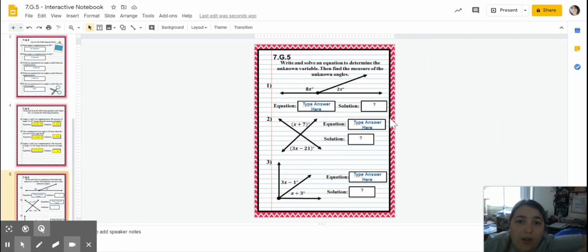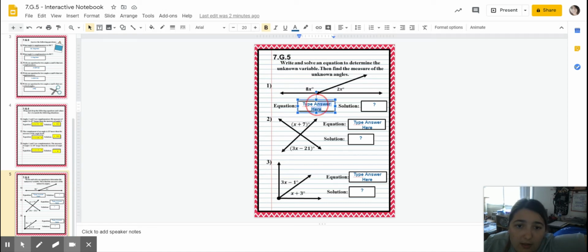All right, slide 5. Write an equation to determine the unknown variable, then the measure of the unknown. So if we look at number 1, it's a straight line. It's 180 degrees. So we need to put these two in an equation that's equal to 180 degrees. So we're going to type 8x plus 2x is equal to 180 degrees.